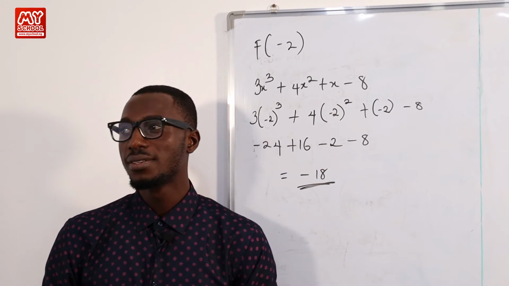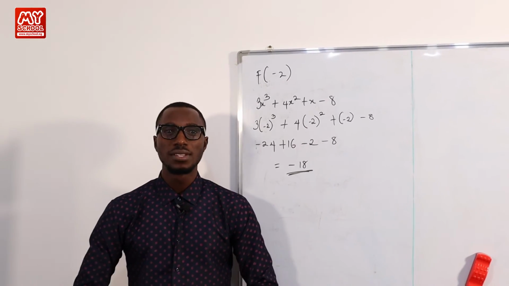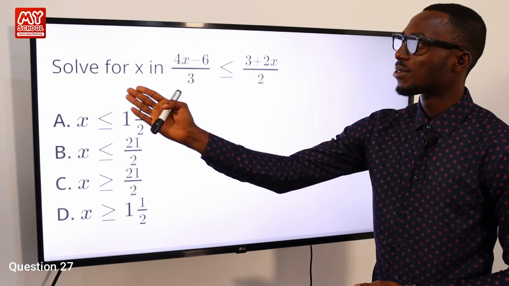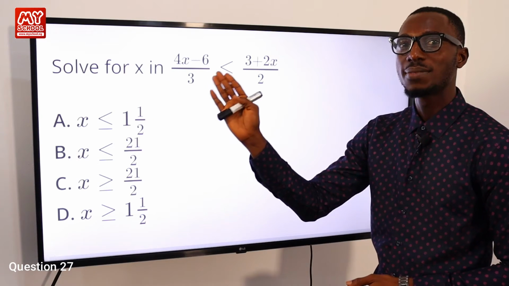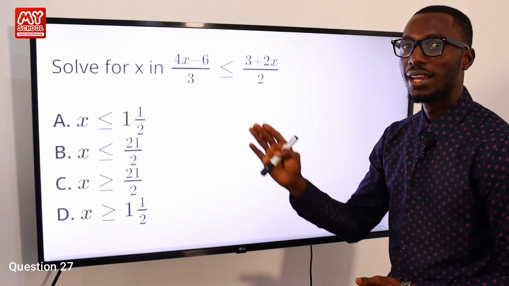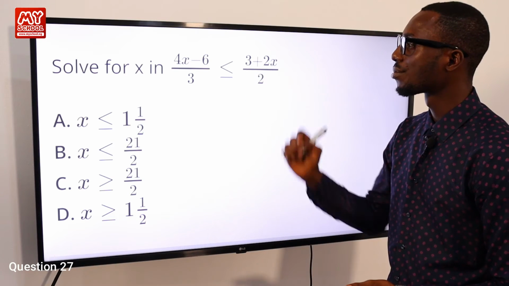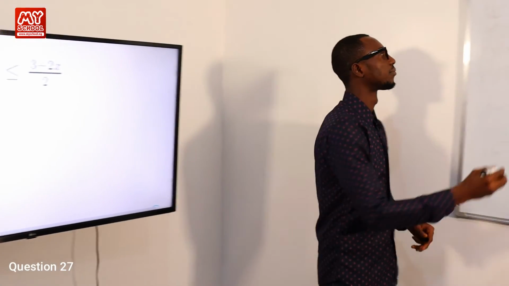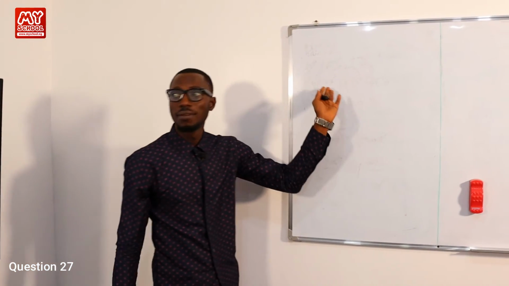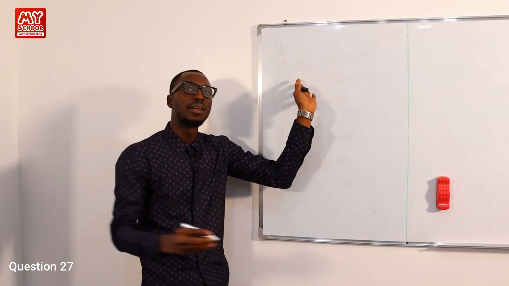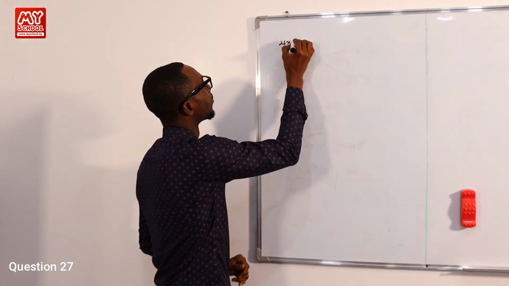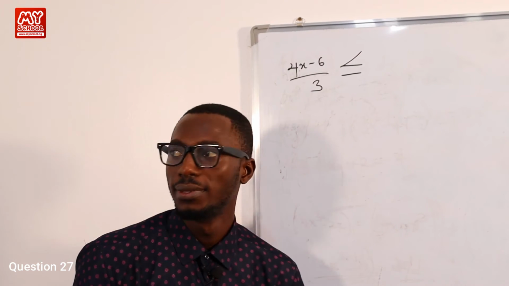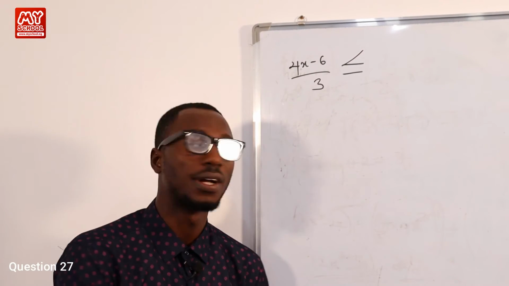So let's go through our options. Option C is correct. Question number 27. Solve for x in 4x minus 6 over 3 less than or equals to 3 plus 2x over 2. Now let's replicate the question. So the values we are supplied with, 4x minus 6 over 3, the less than or equals to sign, then we have 3 plus 2x over 2.